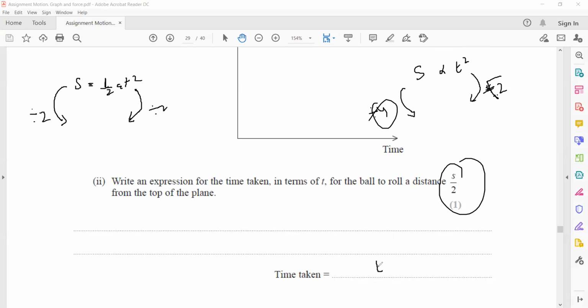So the time taken will be the total time divided by square root of 2. That will be the time taken by this object to move on the inclined surface when it covers half of the distance. Is it clear? Is it clear this point?